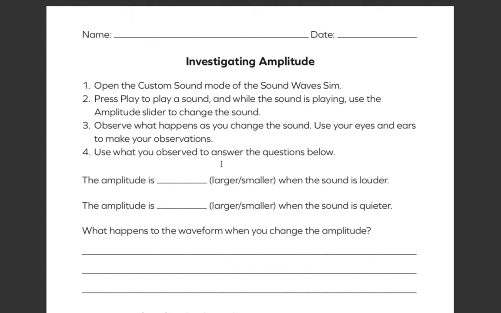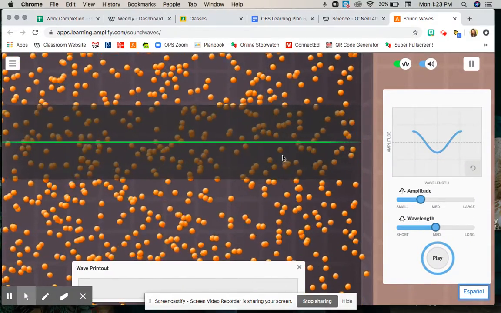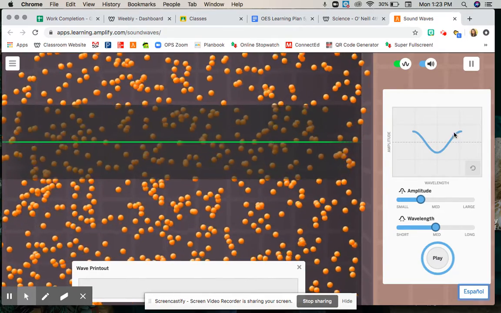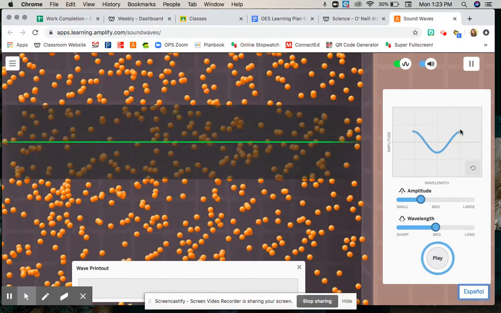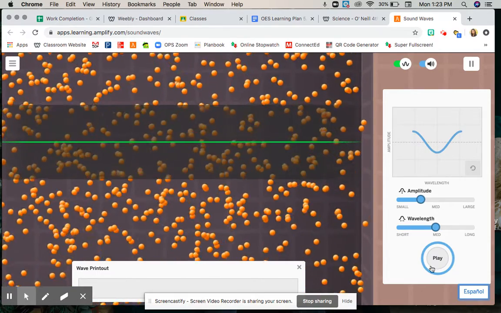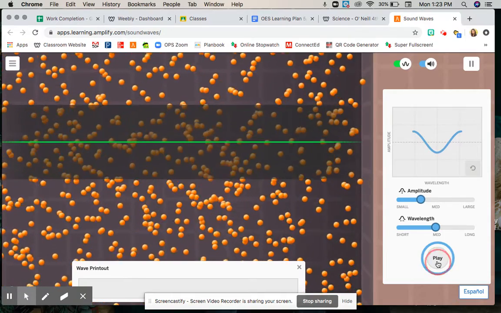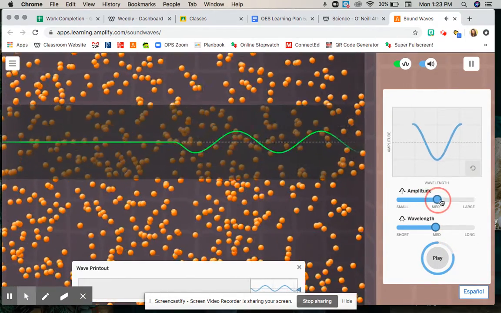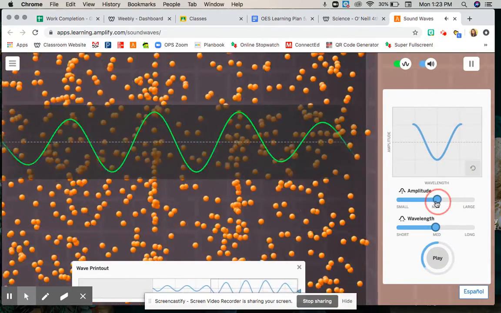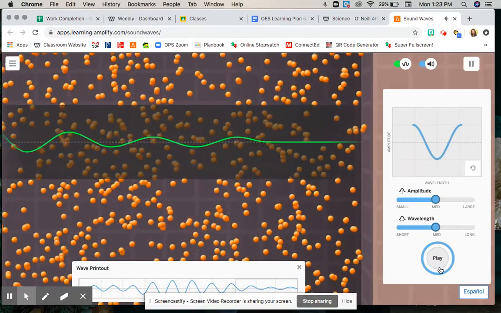So I'm going to have to use both my eyes and ears to look at the wave and listen to the sound. So remember, guys, amplitude is how tall a wave is. The wavelength is how far apart the peaks are. So I'm looking at this measurement right here. So I'm going to hit play, and as I hit play, I'm going to mess with the amplitude slider. Think about what you see, think about what you hear with the sounds.